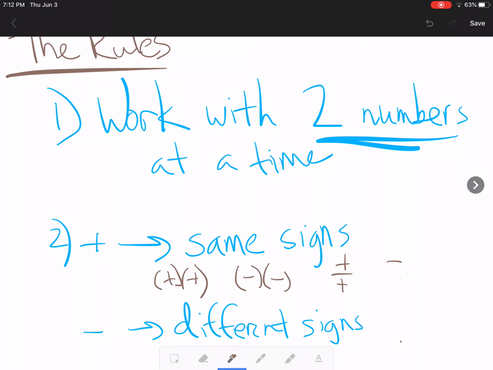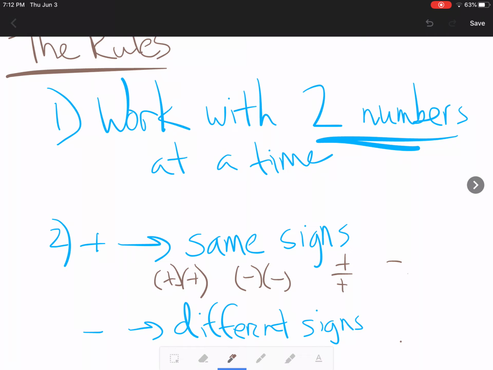And we'll have a negative number if we have different signs. So for example, let's write out a couple of these. Let's go brown. Same signs: if we have a positive times a positive, it's going to be positive. That was kind of self-explanatory. But a negative times a negative is also going to be a positive.